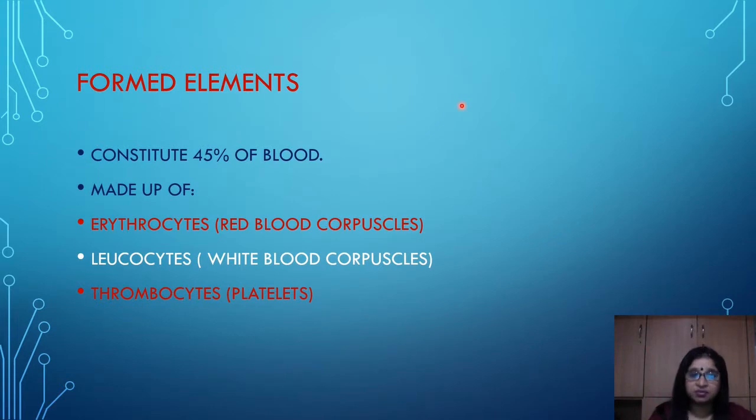What about the formed elements? The formed elements constitute 45% of the blood, and they are made up of three major types of cells. The first are the erythrocytes, also called the red blood corpuscles. Erythro means red and cytes are cells. So these are the red cells or the red blood cells. Leukocytes, leuko means white, white cells or the white blood corpuscles. And thrombocytes, that is the platelets.